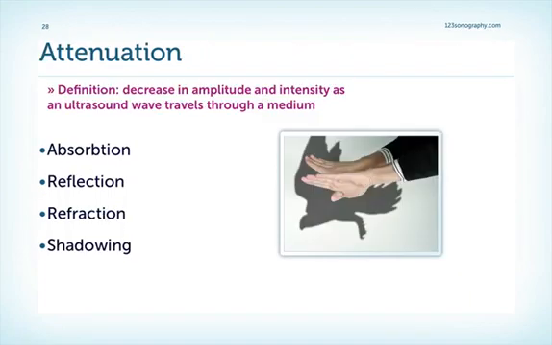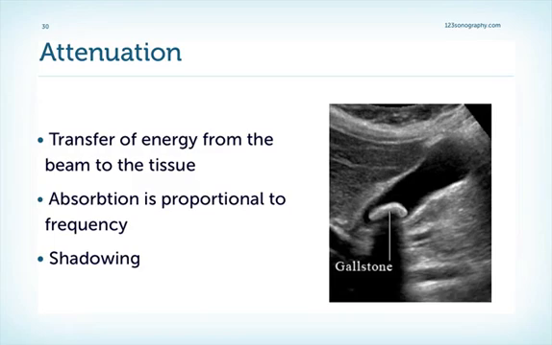We already talked about attenuation in the chapter on the physics of ultrasound. Just for review purposes, attenuation is the decrease in amplitude and intensity of the ultrasound wave as it travels through a medium, and is caused by absorption, reflection and refraction, and by shadowing. Basically, attenuation is the transfer of energy from the beam to the tissue. And I mentioned earlier, and I cannot mention often enough because it's very important, absorption is proportional to the imaging frequency. In other words, if you have high image frequencies, you will not penetrate very deeply.